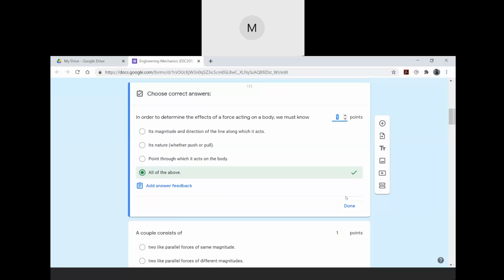Are you getting what I'm saying? So the magnitude is 5. Then the direction. Direction means what? In which direction the force is acting. Now the nature. Is it push or pull? Can you tell me what is push and what?